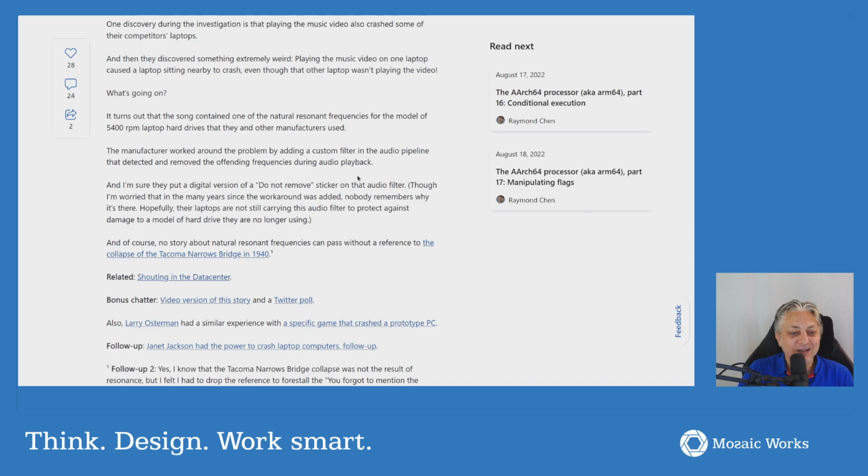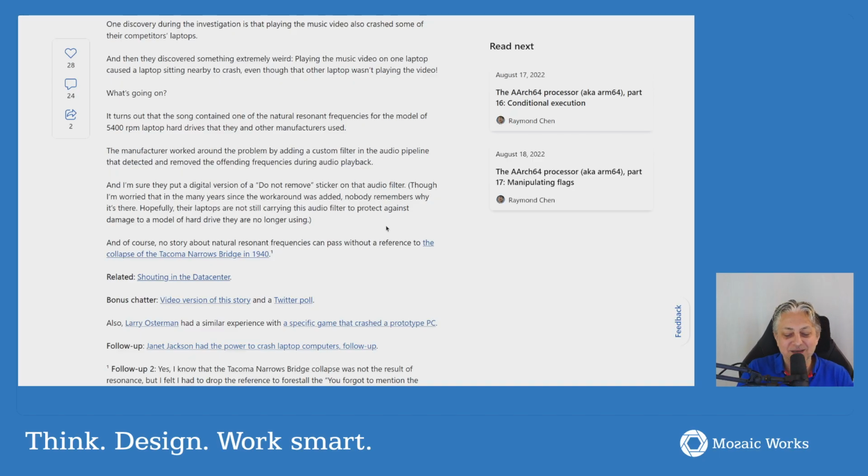The manufacturer worked around the problem by adding a custom filter in the audio pipeline that detected and removed the offending frequencies during audio playback. Imagine writing a custom audio filter to remove the frequencies that crash hard drives around you. And I'm sure they put a digital version of a do not remove sticker on that audio filter, though I'm worried that in the many years since the workaround was added, nobody remembers why it's here. Hopefully their laptops are not still carrying this audio filter to protect against damage to a model of hard drive they are no longer using.